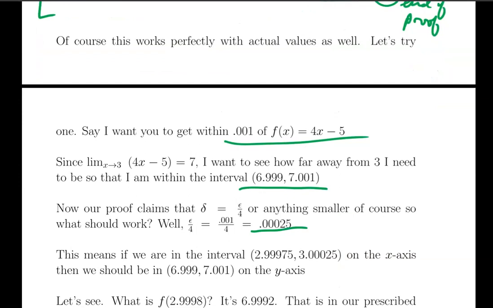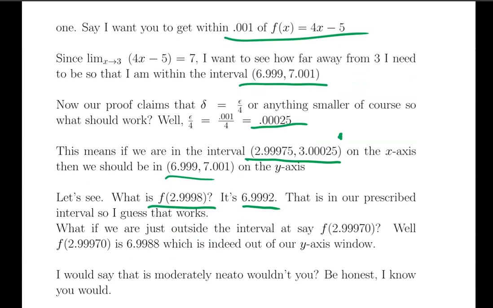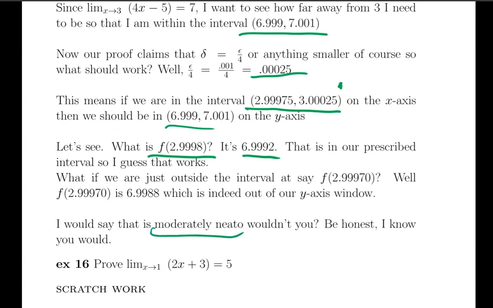That's divided by 4. So that means plus or minus 0.00025 on the x-axis, which is this, should work. Let's see, right? What if you plug in f of 2.9998? Is that in the window of this delta? Yes, it is. What's the output? 6.9992. Is that in this? Yes, it is. Okay, it works. What if we go outside the interval, right? Well, then you see that it's outside of our window. So you can actually plug in some values there and check this out. I do think it is moderately neat.